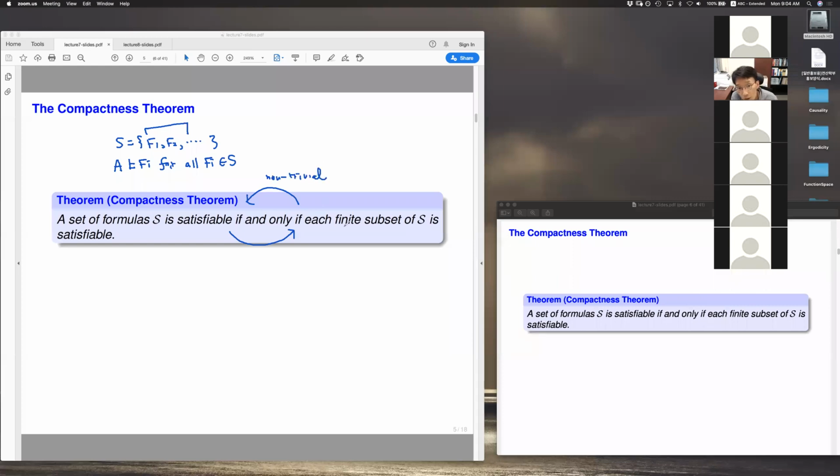For the proof that we looked at before, we used an argument which is a bit like the pigeonhole principle, and we introduced the notion of a good partial assignment and so on. So there was some argument we used to show this non-trivial direction. And in fact, for most applications of the compactness theorem, what matters is this non-trivial direction.